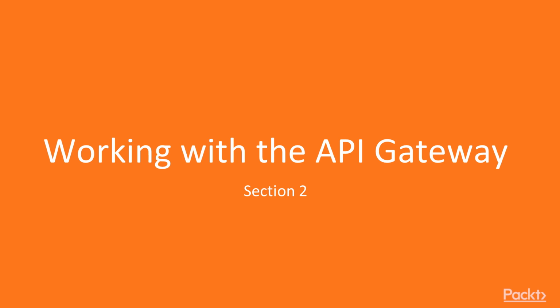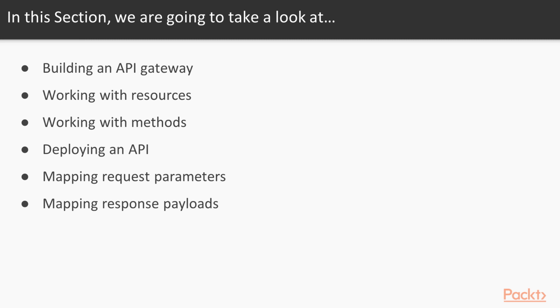So in this section, we're going to look at how to work with the API Gateway service. These are the following topics we're going to look at. First is building the API Gateway. Next, we're going to look at how to work with resources and methods. We'll look at how to deploy an API, how to map request parameters, and how to map response payloads.